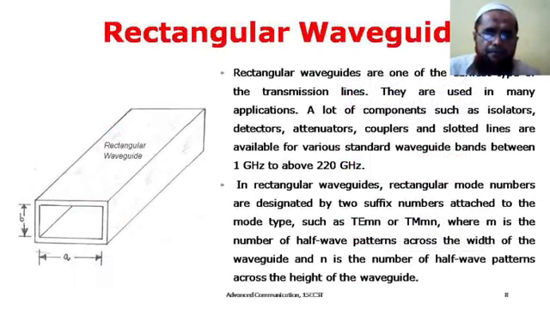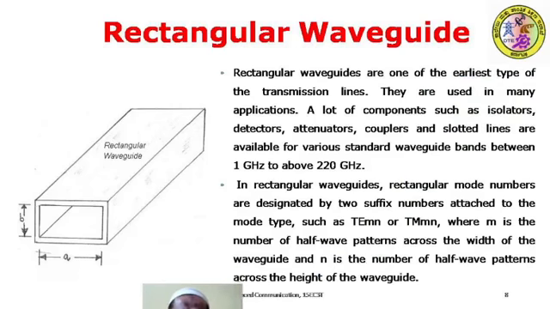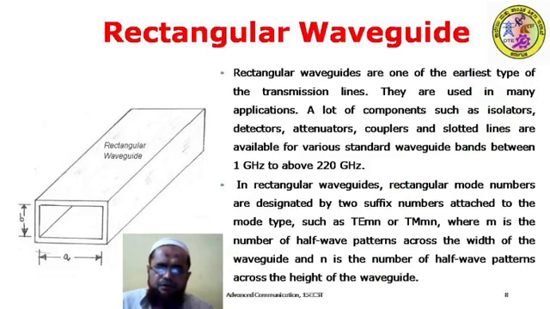Now let us see about the rectangular waveguide. Is this clear? What is TE mode? How TE10 and TE11 are represented, how the numbers have been given, that you need to know. Now let us see the rectangular waveguide. So here, as I explained, the horizontal plates of the waveguide are represented by A, vertical walls are represented by B.